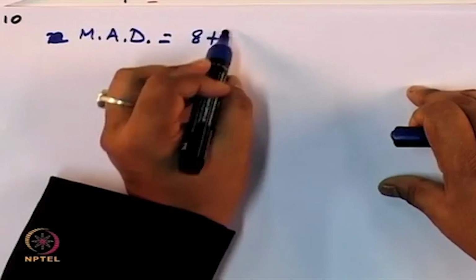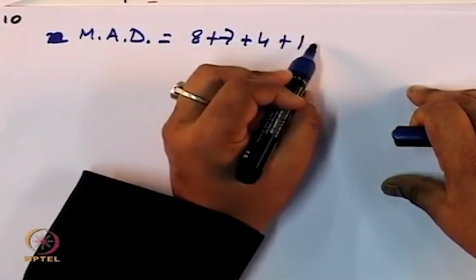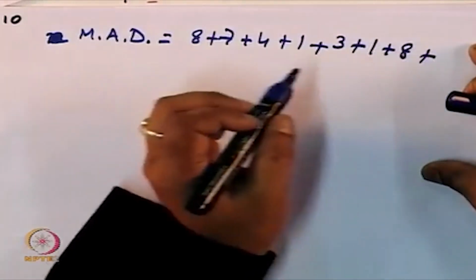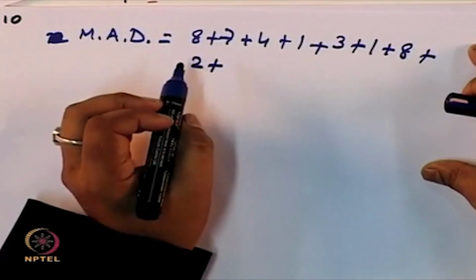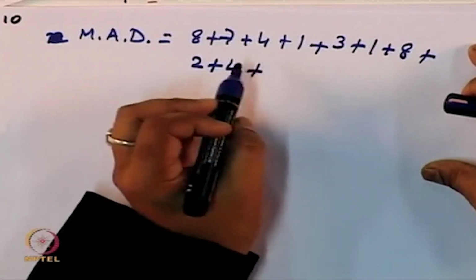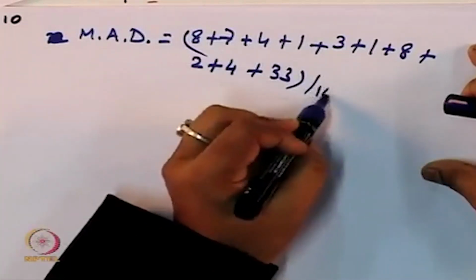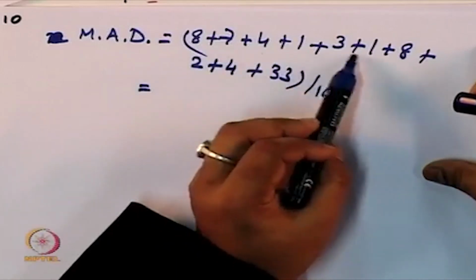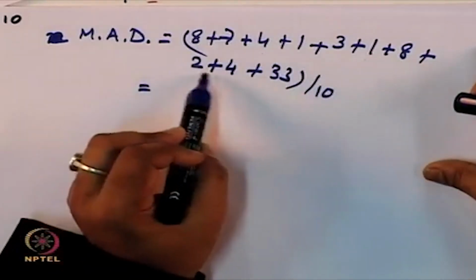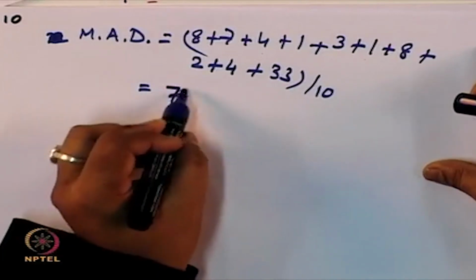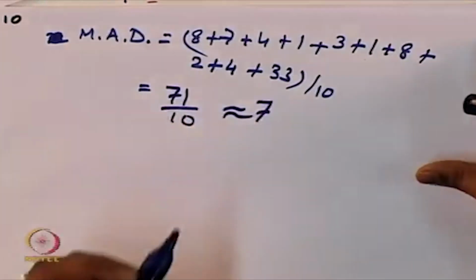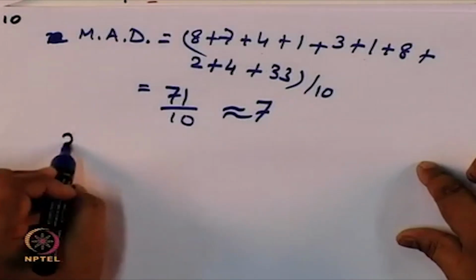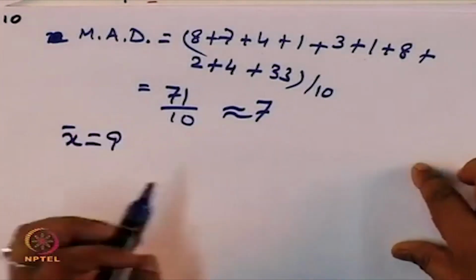equal to 8 plus 7 plus 4 plus 1 plus 3 plus 1 plus 8 plus 2 plus 4 plus 33, whole divided by 10. Okay. So, it roughly comes to 8 plus 7 is 15, 20, 24, 32 and 6 is 38, 71 by 10 is roughly 7. Okay. So, as you can clearly see in your values, your x bar is 9 and this mean absolute deviation is 7.